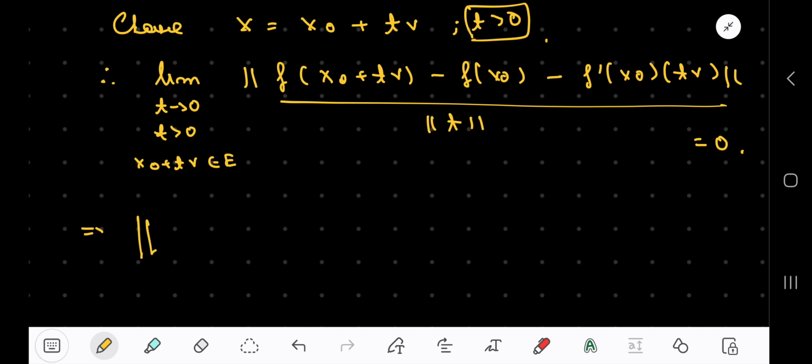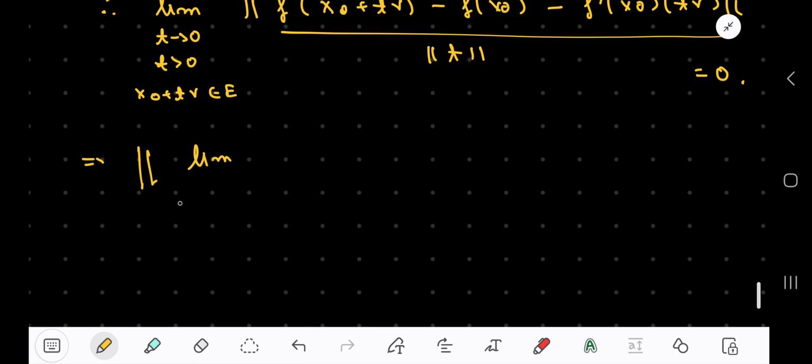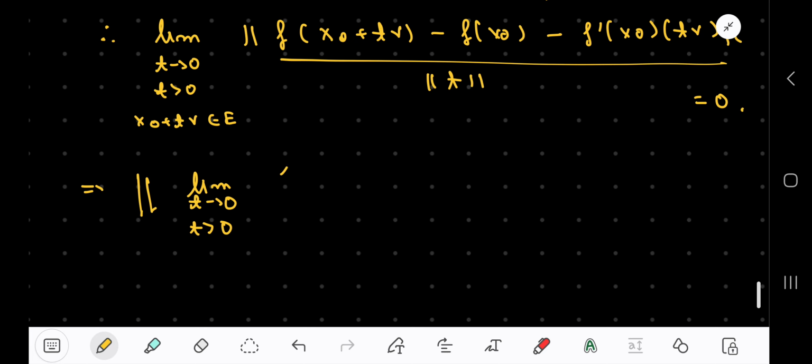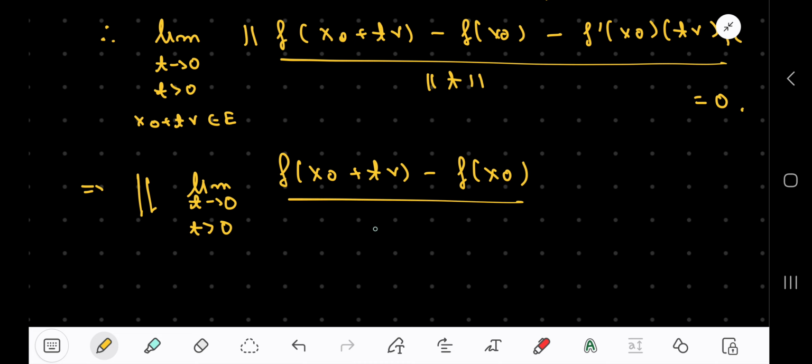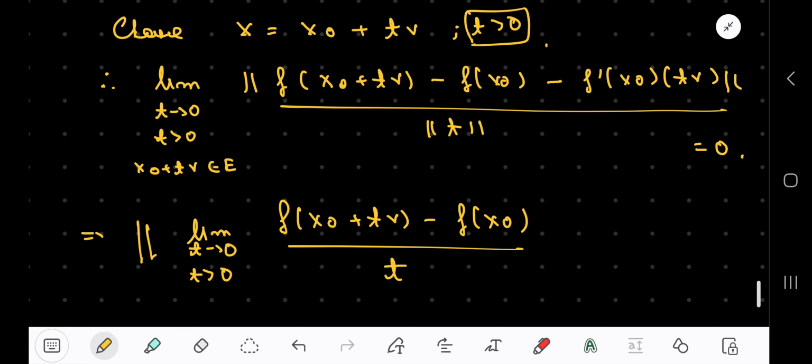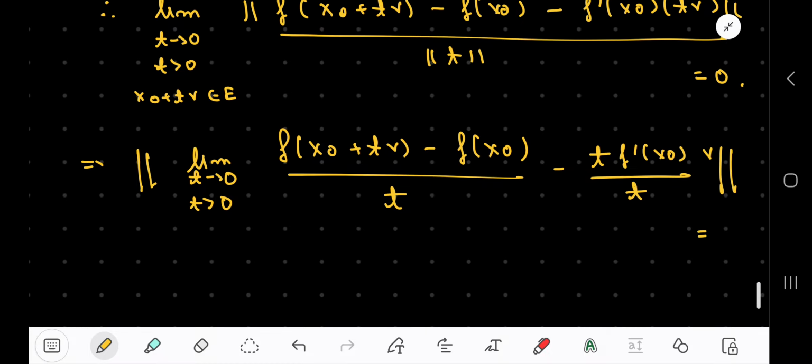Fine. So there's no more that complication, so I can choose it outside. So I have the limit as t tends to 0, t greater than 0, I'm not writing that anymore, and I have here the norm of f of x naught plus tv minus f of x naught by t. Fine. Now f prime x naught is a linear transformation and t is a scalar, so t will come outside. Once t comes outside, I am writing t times f prime at x naught applied on v, divided by t, and this whole norm equals 0.